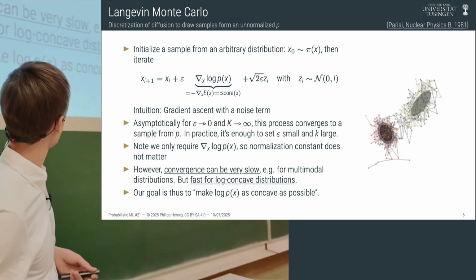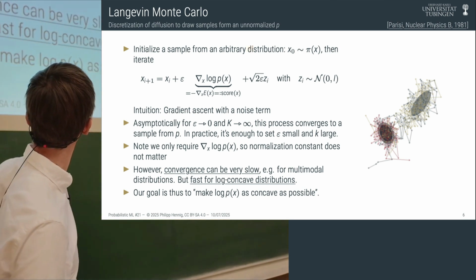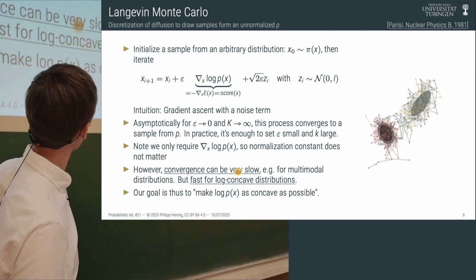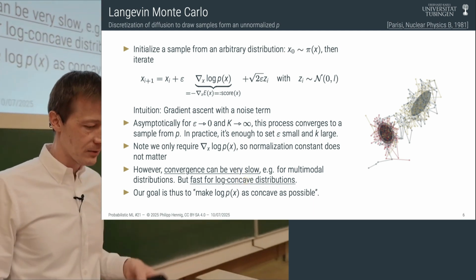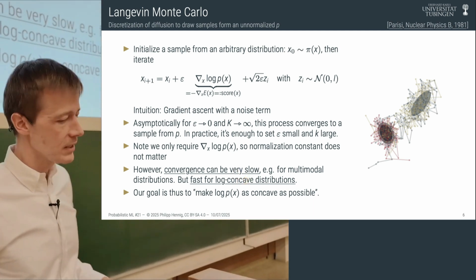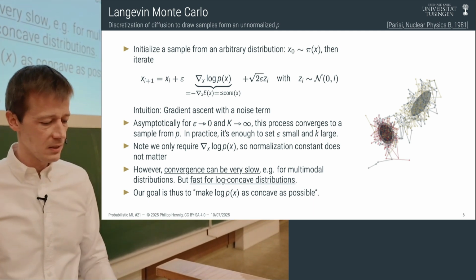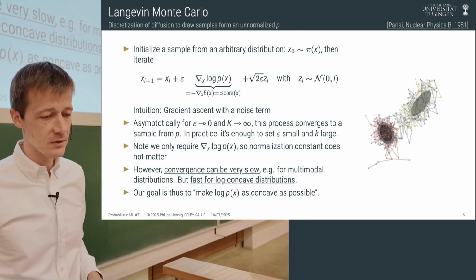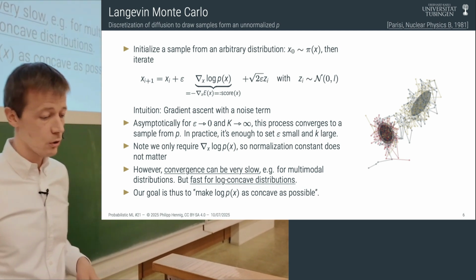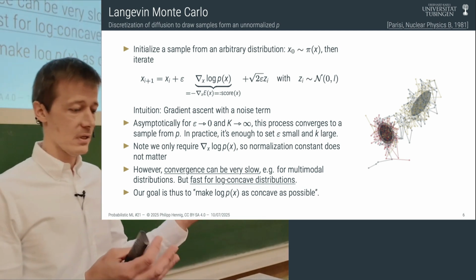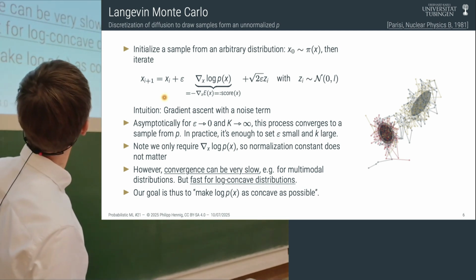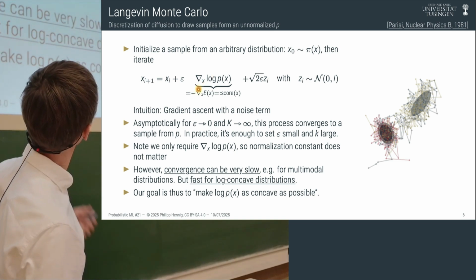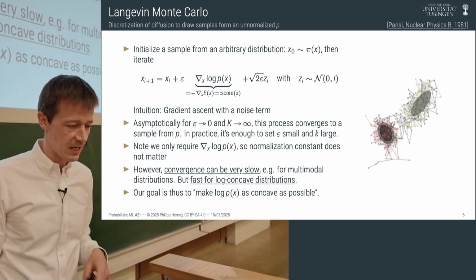And in fact, there's theory. So if you click on these links, you can find theory papers that highlight that this algorithm can converge very slowly if the distribution is multimodal, and it can converge very fast if the distribution is log concave. So if the score is the gradient of a concave function.